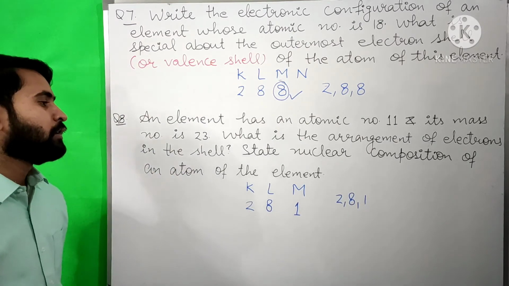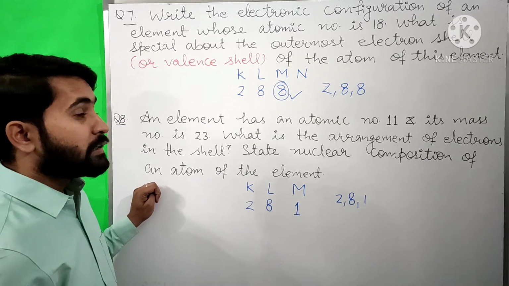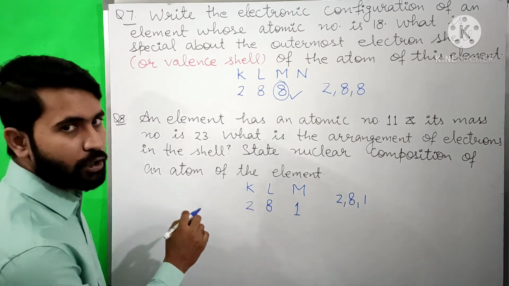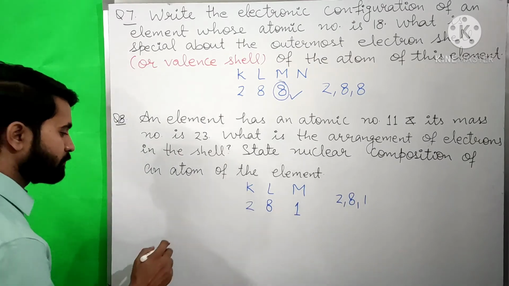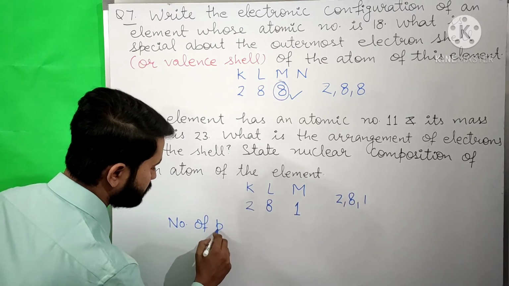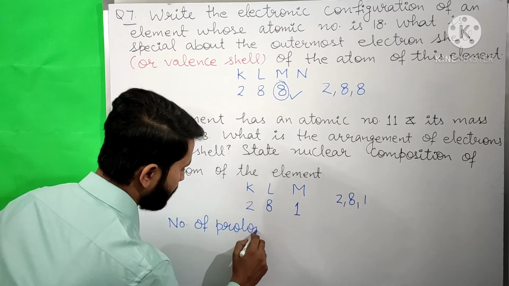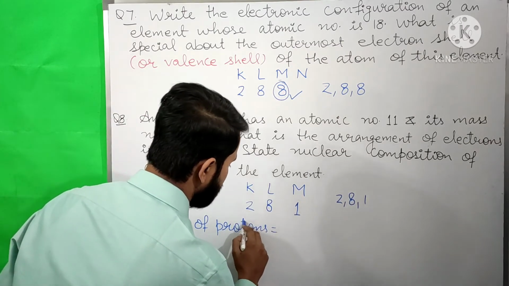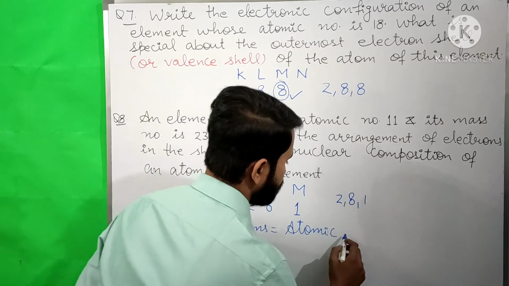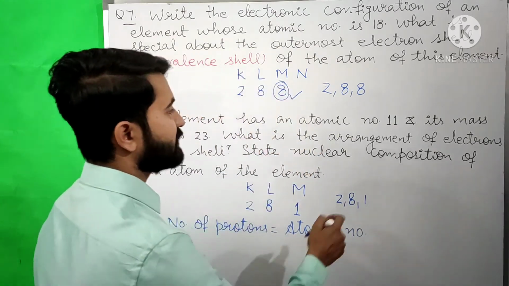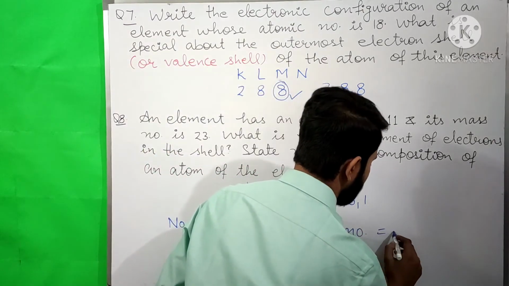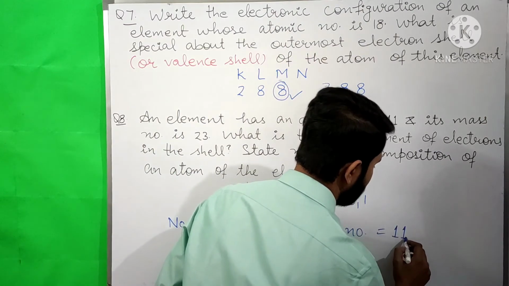this element. Now we know that the number of protons is equal to the atomic number of the element. So number of protons is equal to atomic number. So the atomic number of this element is 11. So the number of protons will be equal to 11.